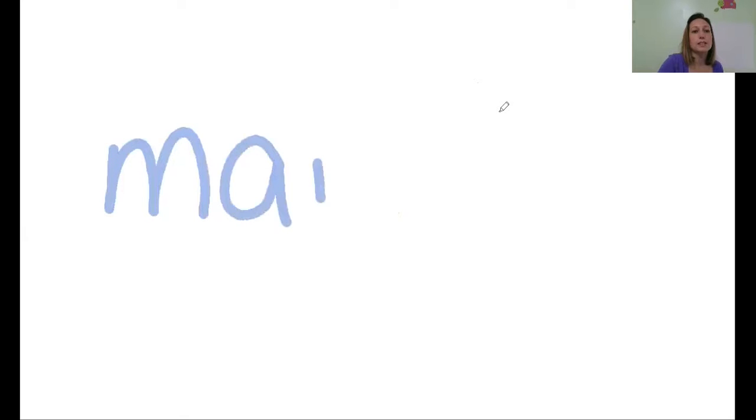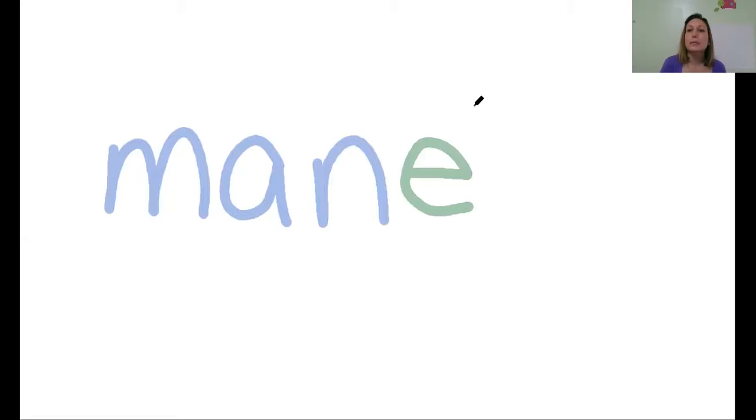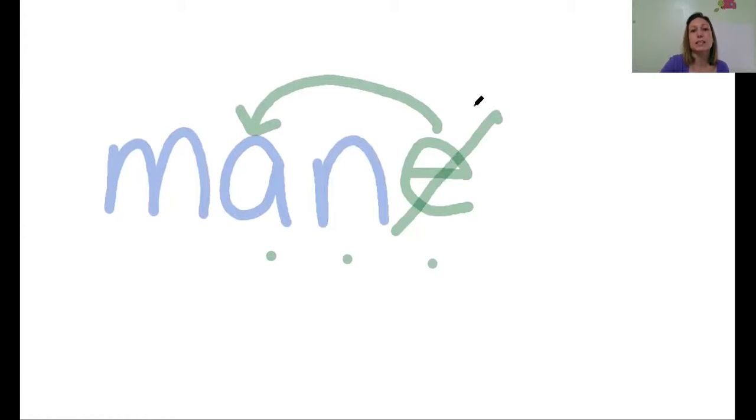So I can have this word. Let me go back to my blue. We know this word is the word man. But if I put the E on the end, it now becomes mane. I have A, consonant, E. My E makes the A say its name, and my E is silent. We are going to practice a few more of these.